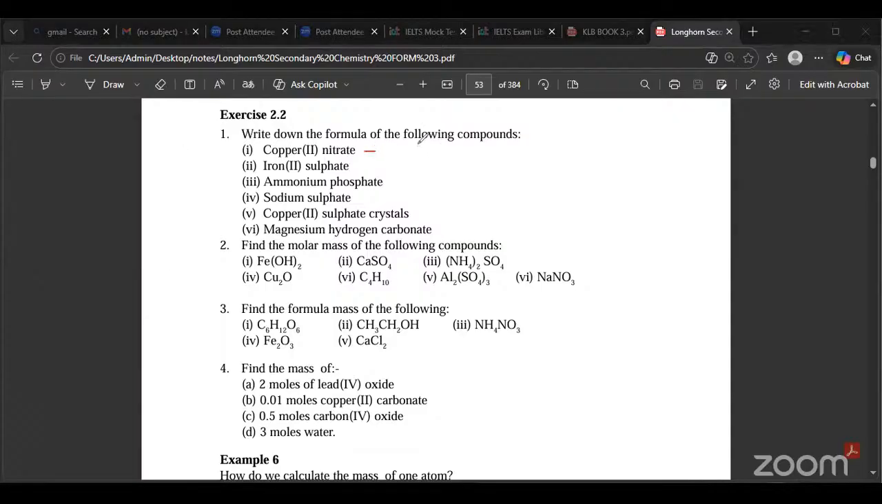So copper is normally Cu. I'll just write it the way it is normally written, the way you normally form that. Cu 2 positive, and then the nitrate is NO3 negative. I hope everybody can see the screen. So it is a radical with a valence of 1. This is something that you did in form 2. I'm just going through them, but it is very important for you to know how it is done.